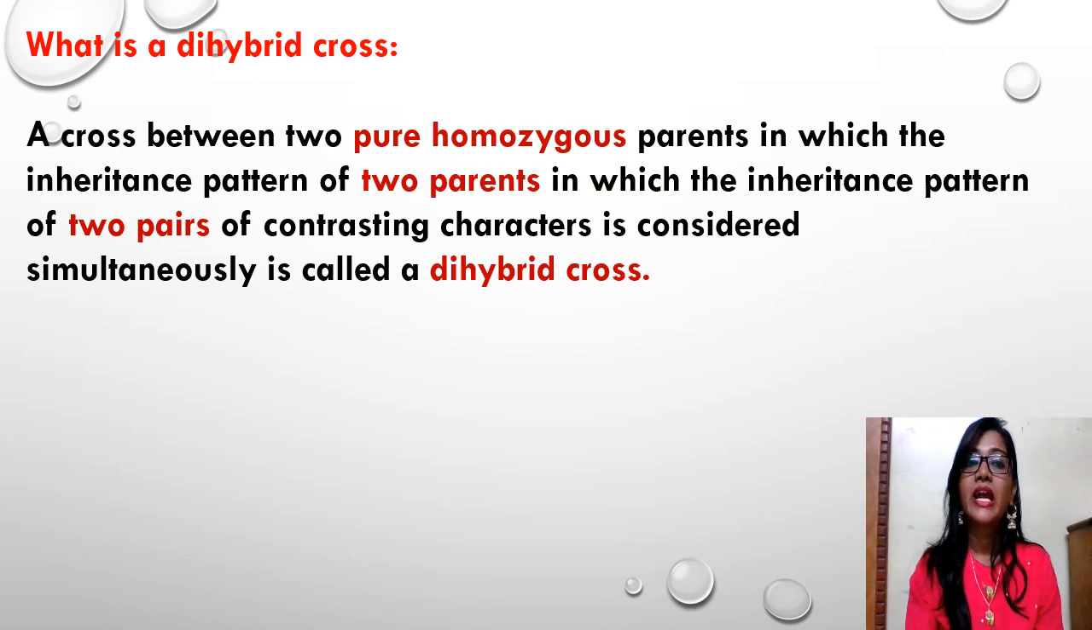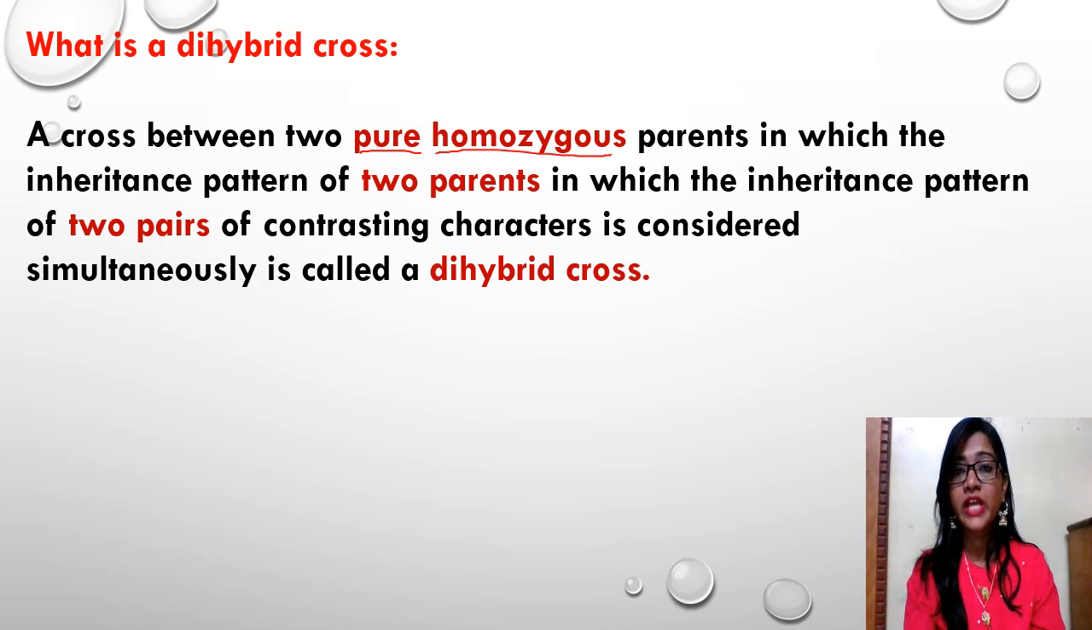In a dihybrid cross, there is a cross between two pure homozygous parents. I have explained earlier what is a pure trait and what is homozygous. A cross means we breed two pure homozygous parents in which the inheritance pattern of two pairs of contrasting characters is considered. So here we consider two different parents and two different contrasting pairs of characters.